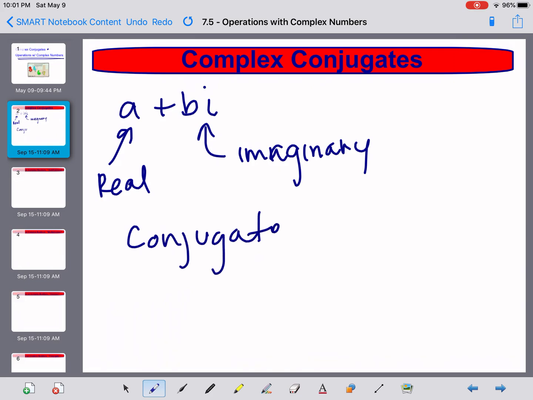Okay, now here's what the conjugate looks like. Are you ready? It's going to blow your mind. A minus bi. That's it. Okay, that's what the conjugate is. Now, there's a couple ways to visualize it.